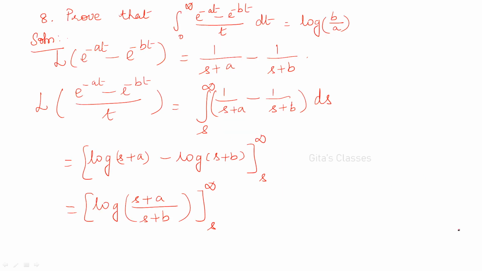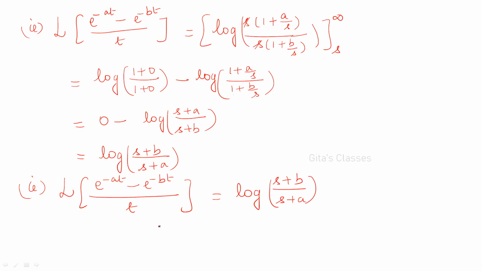Okay. So next is prove that integral 0 to infinity of (e power minus at minus e power minus bt) by t, it is equivalent to evaluation only. And here they have given the answer also, log of b by a. You are asked to prove that this is equal to that. So without e power minus st, you find out the Laplace transform. Here e power minus at minus e power minus bt by t. So let us find out the Laplace transform of this function.